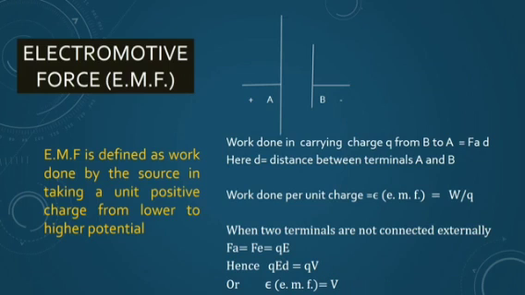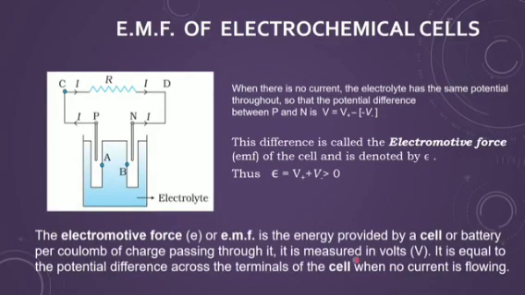So EMF, another way to define it, is that it is the energy which is provided by the cell per coulomb of charge passing through it. Or you may say it is the potential difference across the terminals of the cell when no current is flowing through the circuit. So this is another definition for the electromotive force.